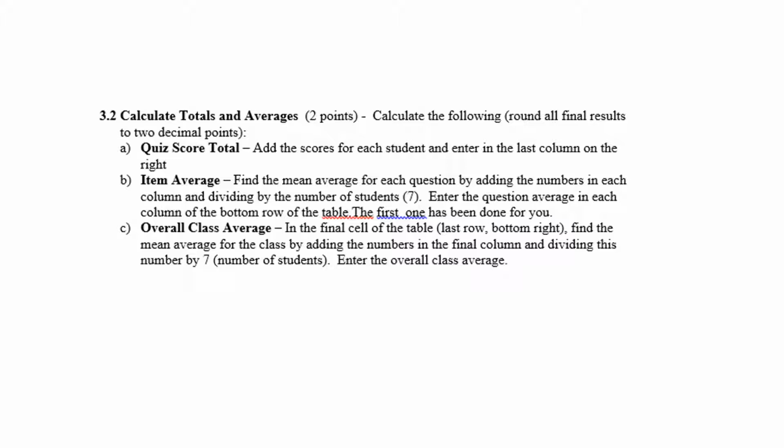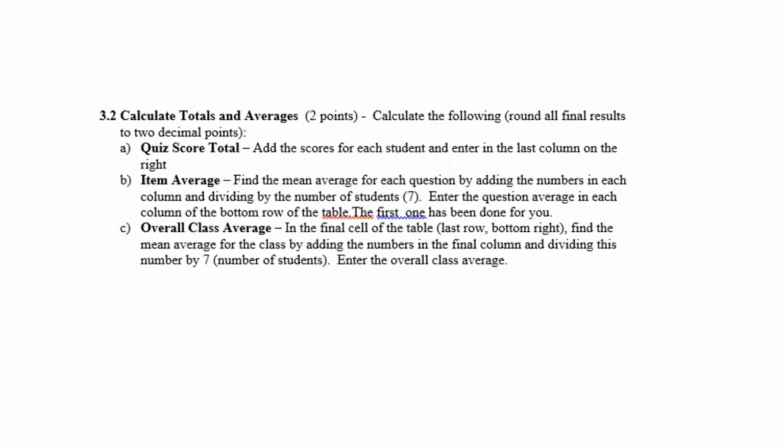3.2, the next thing you have to do is to start to look at totals and averages for your quiz. So remember, a total is when you add things, and an average is when you add scores and divide by how many things you added. So we're going to calculate one total and two averages.